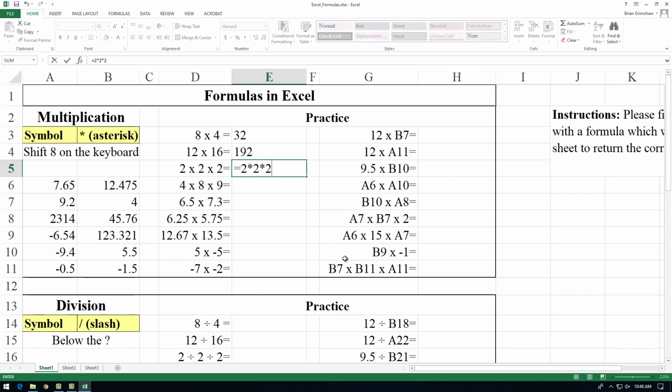2 times 2 times 2. The computer does not care if there are multiple operations. It will in fact follow order of operations, because if it didn't, it would occasionally give you the wrong answer.